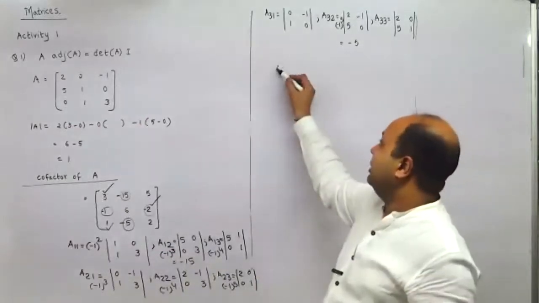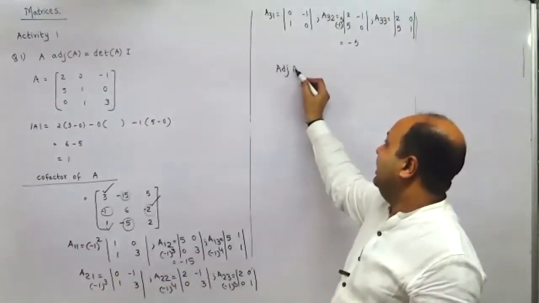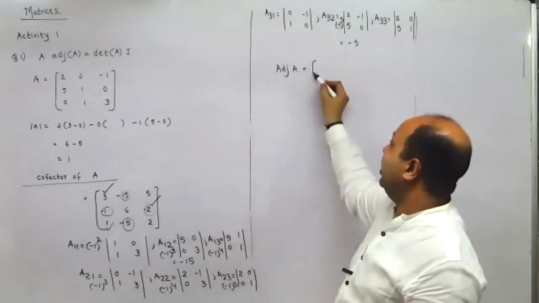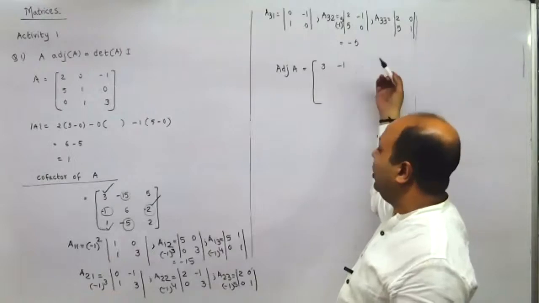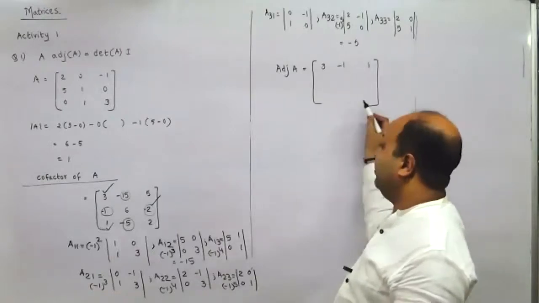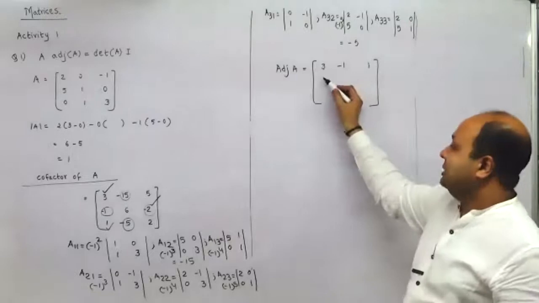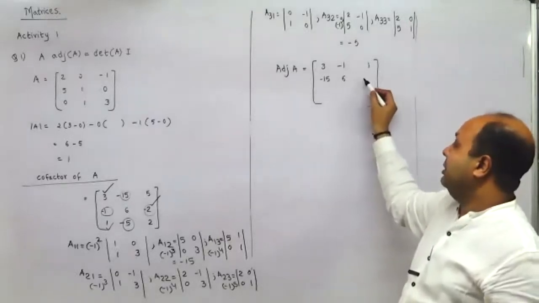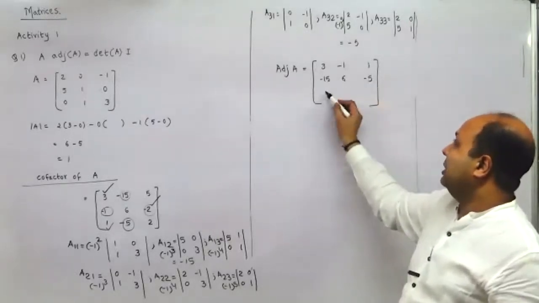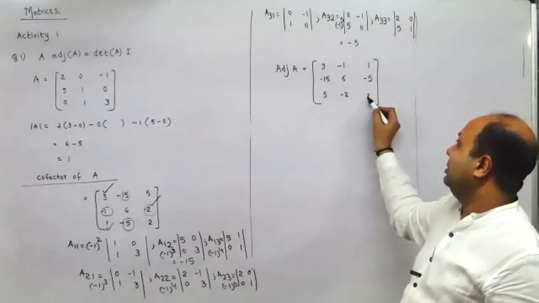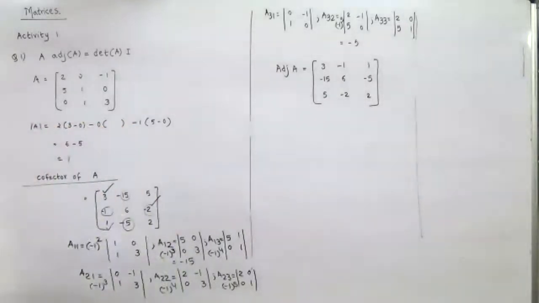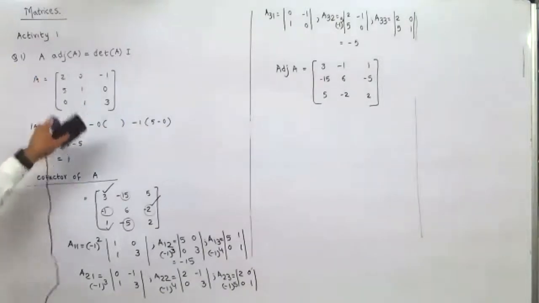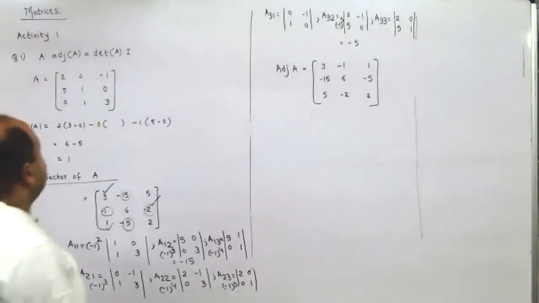So adjoint of A is obtained by interchanging rows and columns. First row becomes the first column. Sorry, first column becomes the first row or other way around. So first column became the first row, second column became the second row, third column became the third row. That is the adjoint. Now they have asked you to show that A into adjoint of A. This is A into this.